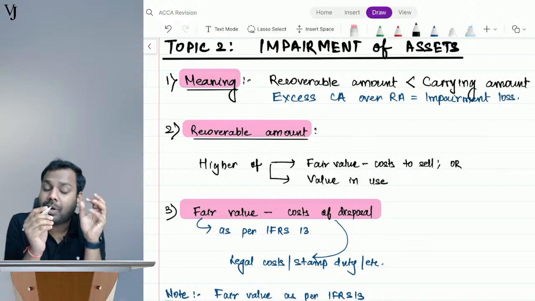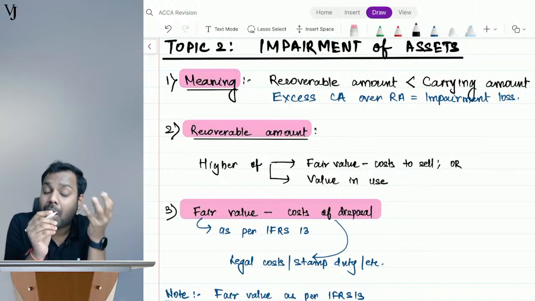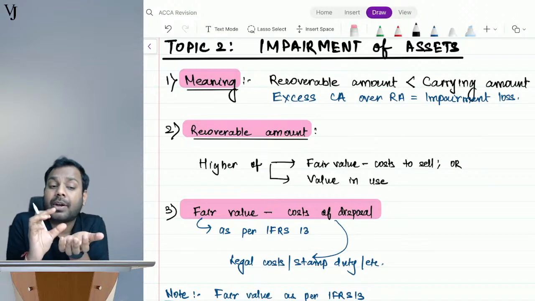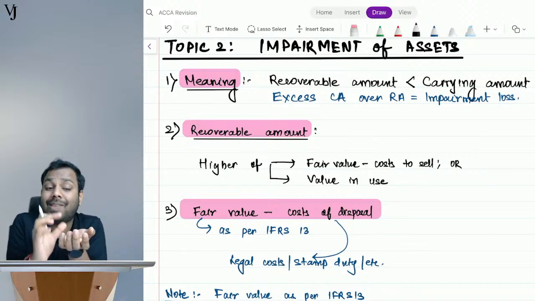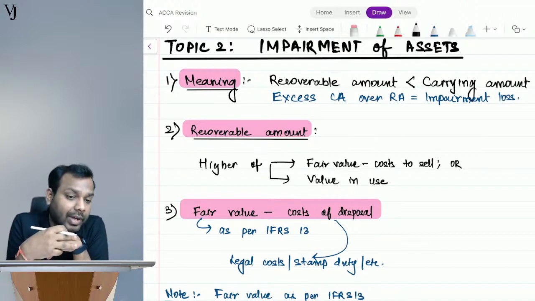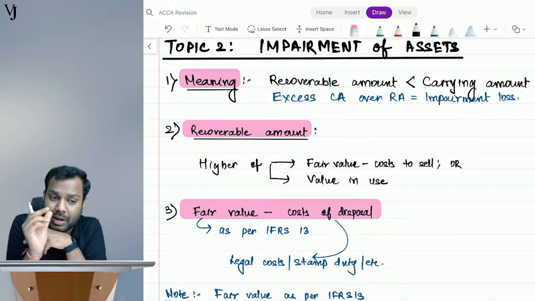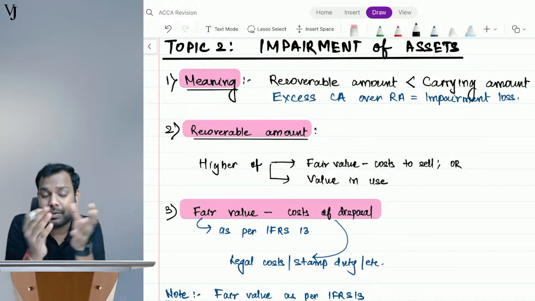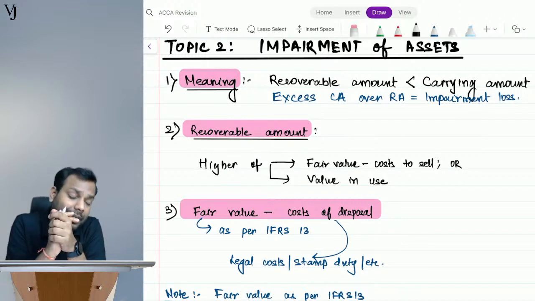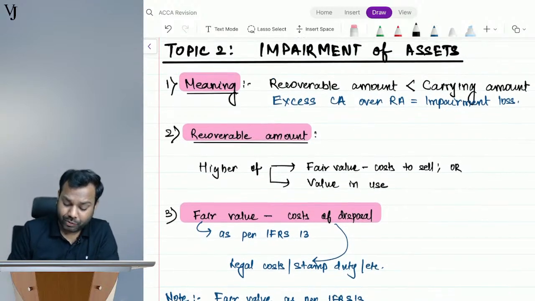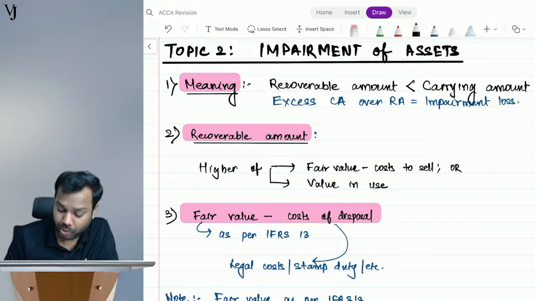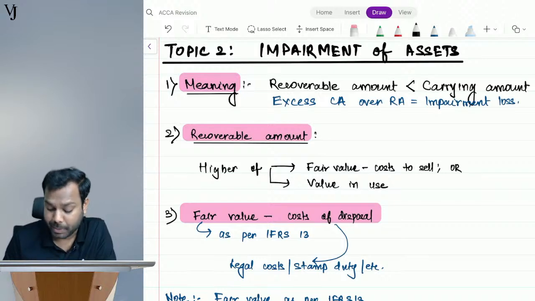Whenever your carrying amount is in excess of recoverable amount, you impair the excess part of carrying amount. This de-recognition of the excess part is called impairment loss. So that's what I've said here. Excess of carrying amount over recoverable amount is called impairment loss.